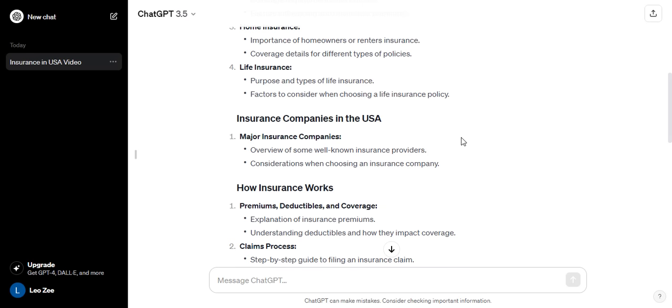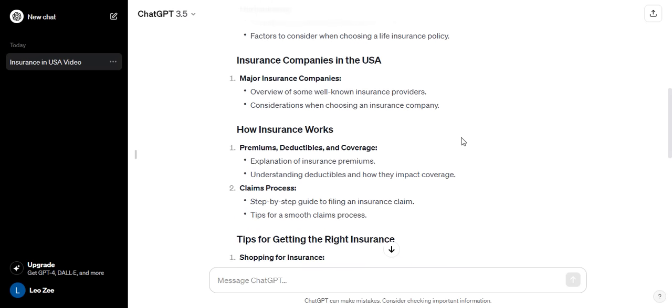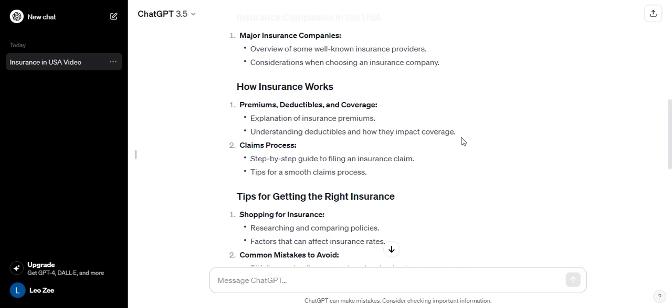How insurance works. Premiums, deductibles and coverage. Explanation of insurance premiums. Understanding deductibles and how they impact coverage.